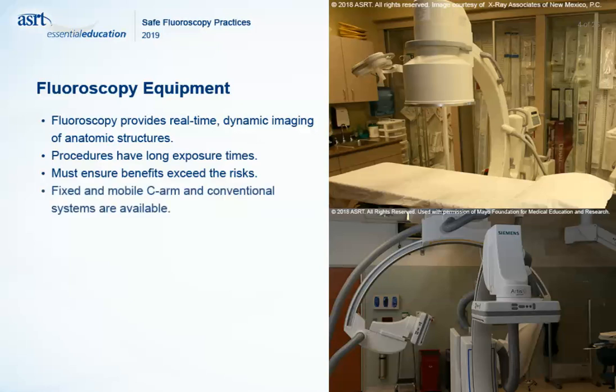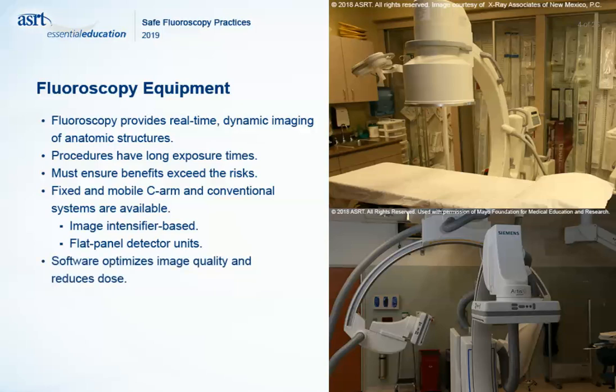Modern fixed and mobile fluoroscopy systems are available in a variety of C-arm or conventional radiography fluoroscopy configurations. They fall into two main categories: image intensifier-based equipment and flat panel detector units. Image intensifier systems are found more often in conventional radiography fluoroscopy departments, and flat panel detector units are used more frequently in interventional radiology suites. Although the imaging chains of the two types of systems have different components, both types include software programs to optimize image quality and features to reduce radiation dose to patients.